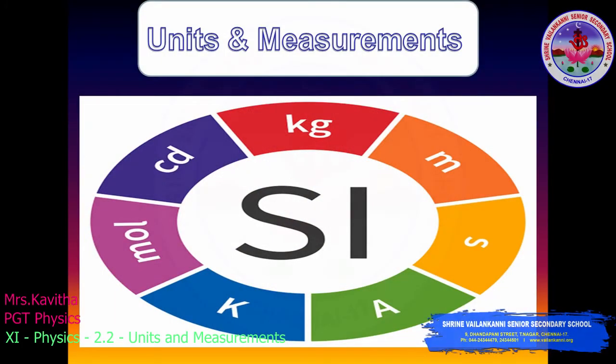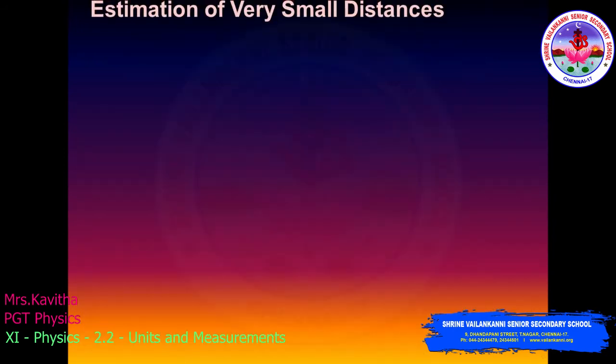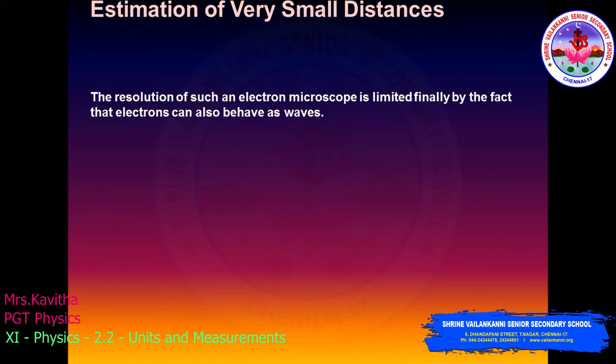Hello children, now the continuation of units and measurements. Now we are going to see the estimation of very small distances. To measure very small sizes like that of a molecule, we have adopted special methods. Here we cannot use the screw gauge or similar instruments. Even a microscope has certain limitations.